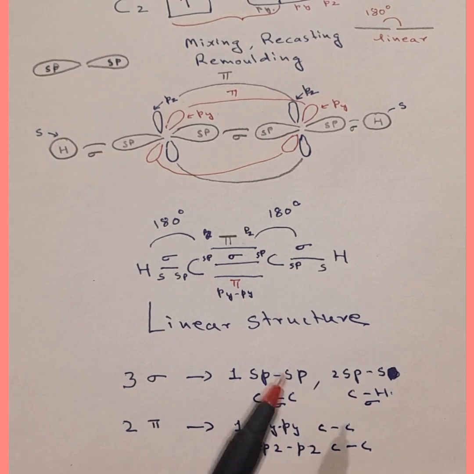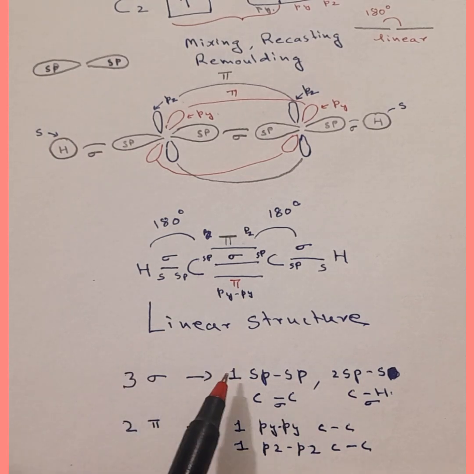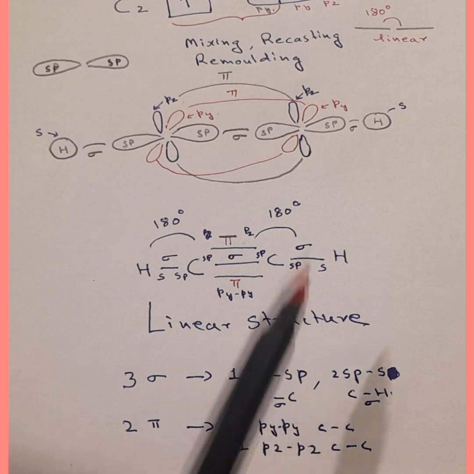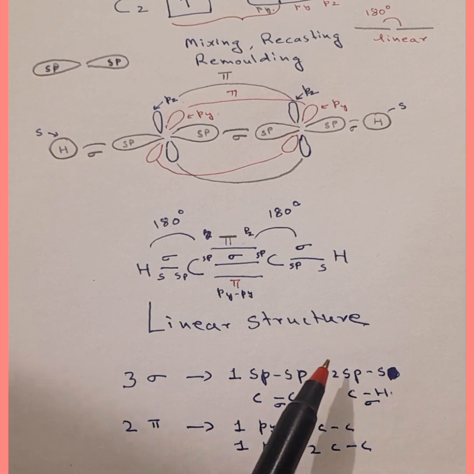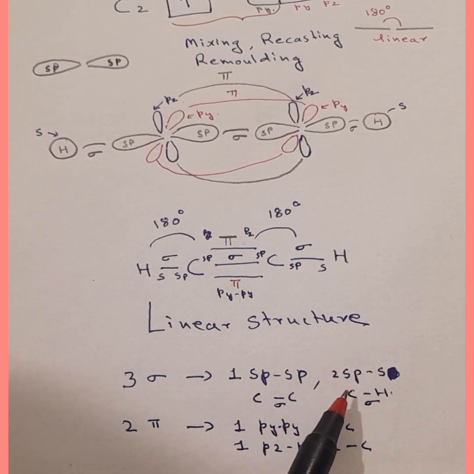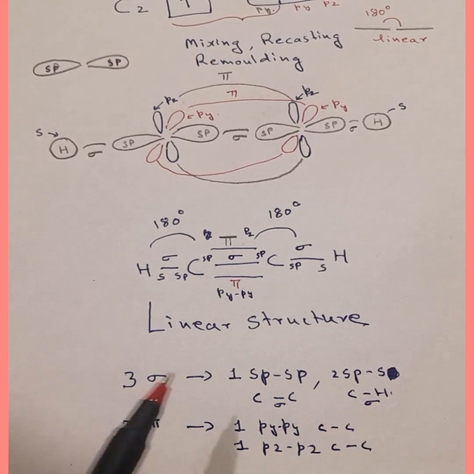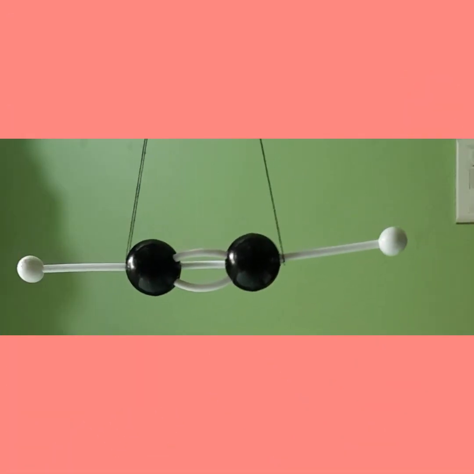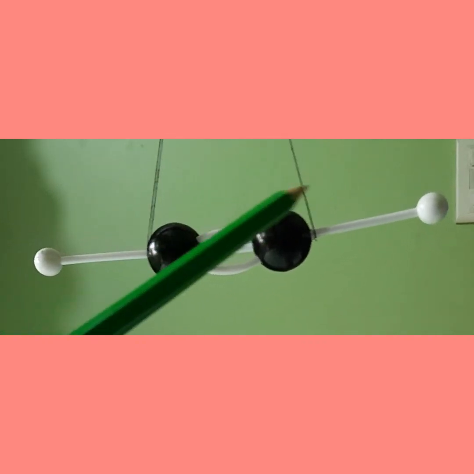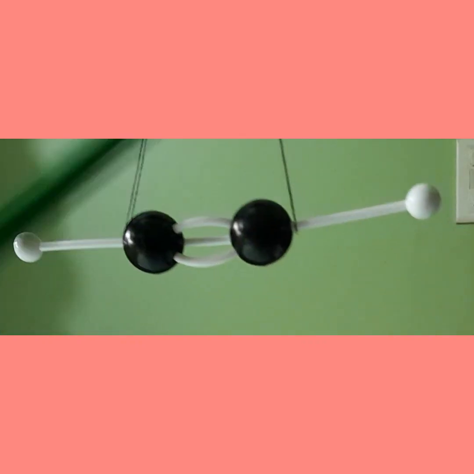So this is for you all to check. We have 3 sigma bonds: 1 sp carbon to sp carbon sigma bond, 2 bonds which are s-sp of CH, and then we have 2 pi bonds, which are 1 py between the carbons and 1 pz between the carbons. So that's what sp hybridization is all about. So how many bonds do we see? 1, 2, 3, 4 and 5 bonds.